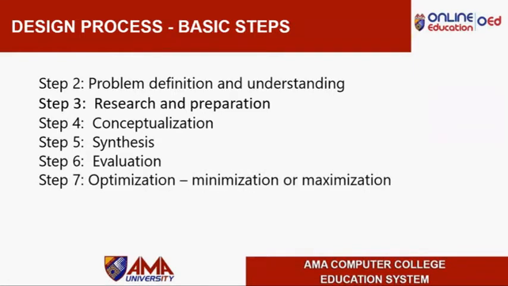Step 7, we have the optimization, minimization, or maximization. Optimization is based on some particular criterion such as cost, strength, size, weight, reliability, noise, or performance. Optimizing individual components of an engineering system does not necessarily lead to an optimized system.